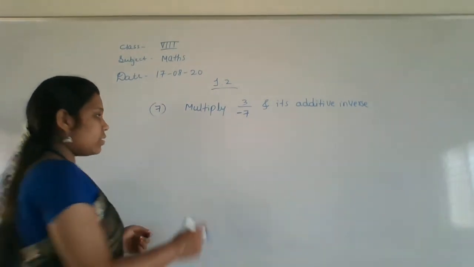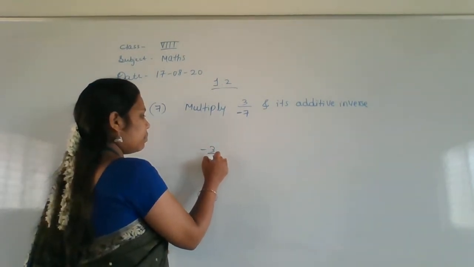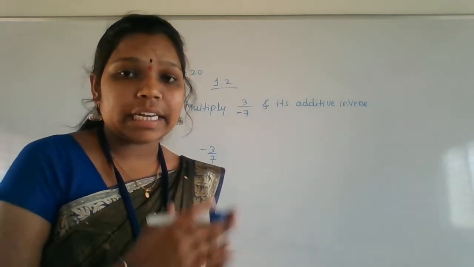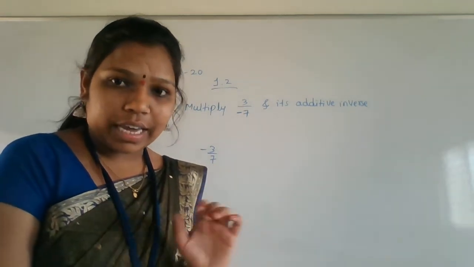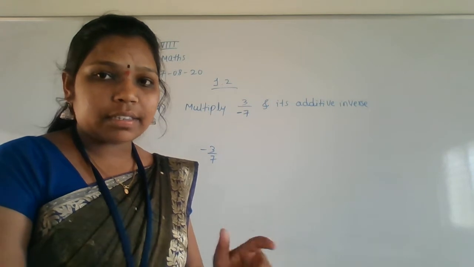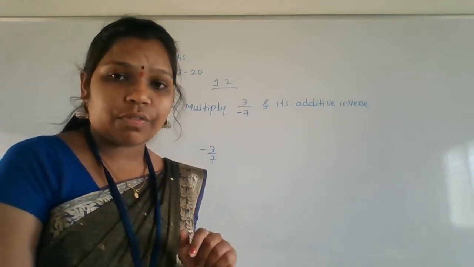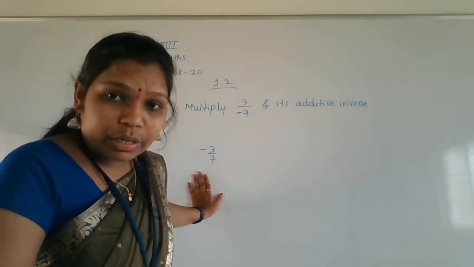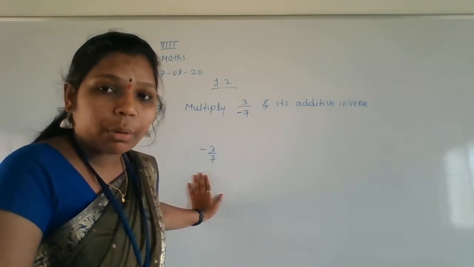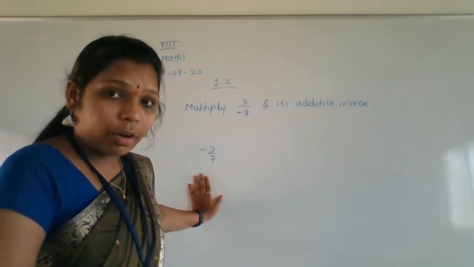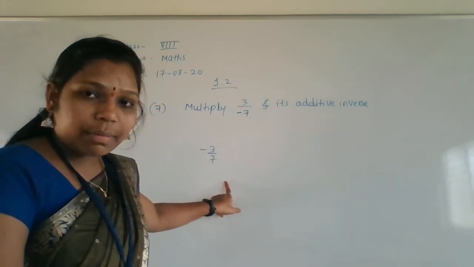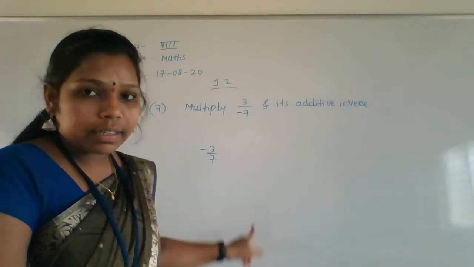3 by minus 7 is nothing but what? Minus 3 by 7. What is the additive inverse? Additive inverse means negative of that, right? So if A is a given number, then minus A is the additive inverse of that given number. But here they have given only a negative number, so what do we have to write here? That is the positive value, 3 by 7. So the additive inverse of minus 3 by 7 is 3 by 7.